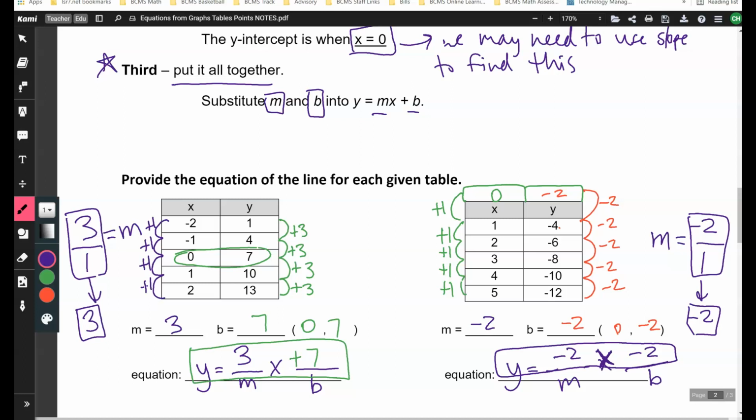So I can use my table to help identify the slope, that rate of change, right, change in y over change in x. And once I've done that, I can either look for that value where it gives me an x of 0 to get my y-intercept, whatever that value is. And if I can't see it, I kind of need to follow that pattern to fill in my table.